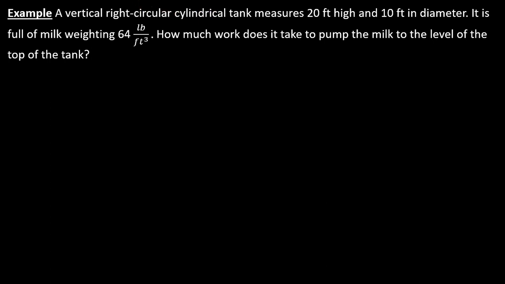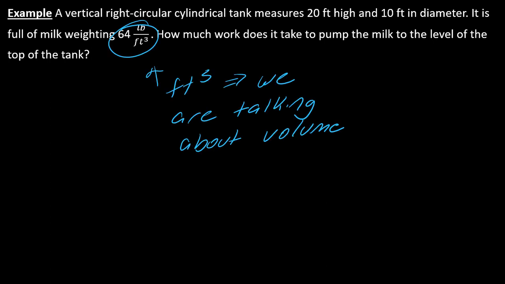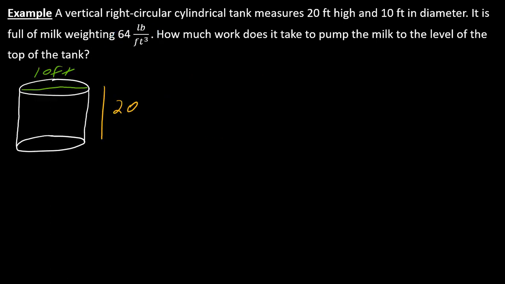So in this case, I've got a vertical right circular cylindrical tank that measures 20 feet high and 10 feet in diameter. And it's full of milk weighing 64 pounds per foot cubed. So how much work does it take to pump the milk to the level of the top of the tank? Okay, so first of all, I want to note that this says 64 pounds per foot cubed. So this is referring to a volume. And we're talking about a tank here, so I'm going to draw it. So it's 20 feet high and 10 feet in diameter.